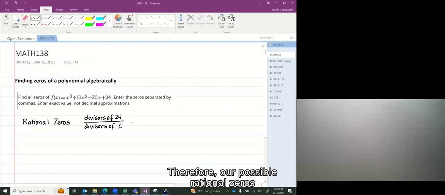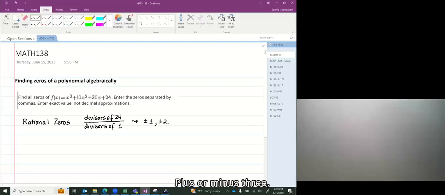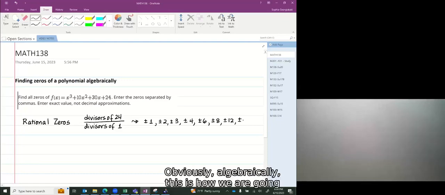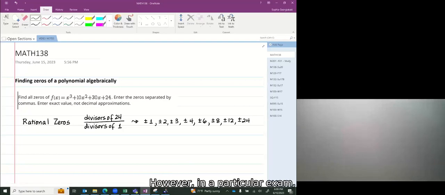Therefore, our possible rational zeros are plus or minus 1, that's a divisor of 24, plus or minus 2, plus or minus 3, plus or minus 4. The next divisors of 24 are 6, 8, 12, and 24. So obviously, algebraically, this is how we are going to try all of them to find which one is a zero.